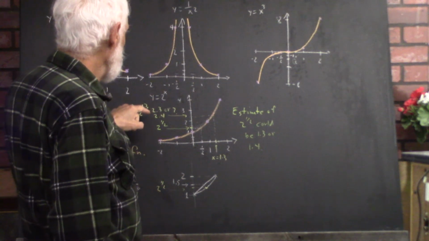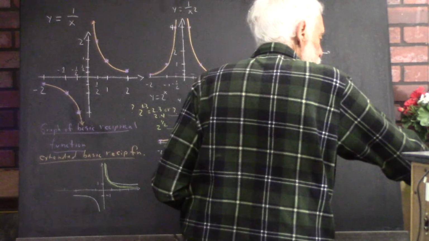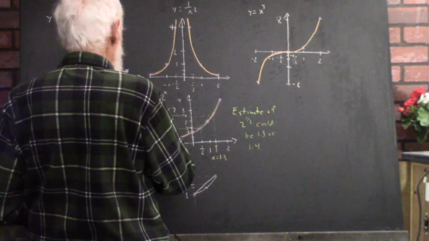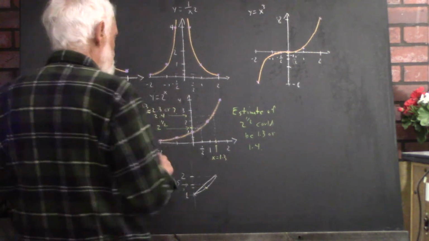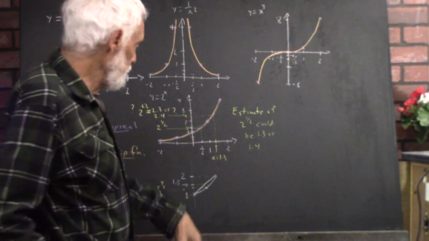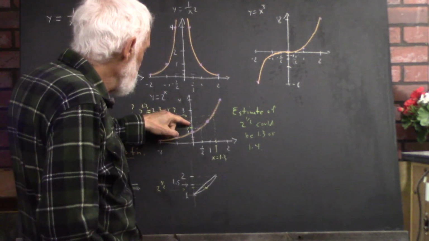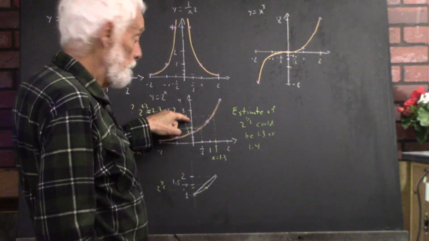Now I say 2 to the 1.3 equals, and I should use wavy equal signs to indicate that it's an approximate equality, because of course it's an irrational number. Decimal equivalent goes on forever. Looking at where this is between 2 and 3, we estimate this might be 2.3 or 2.4.